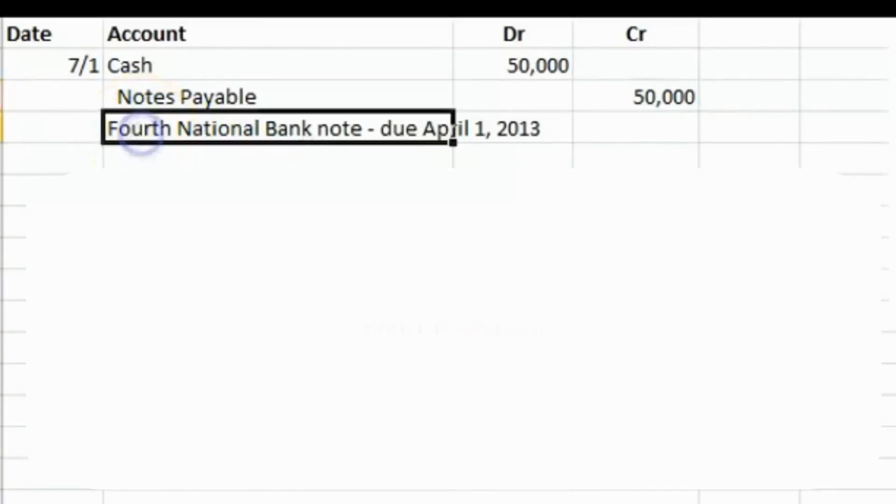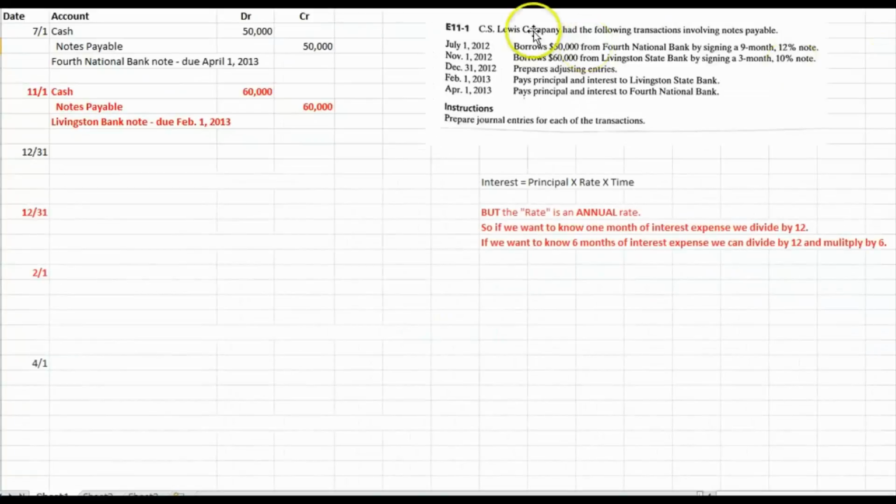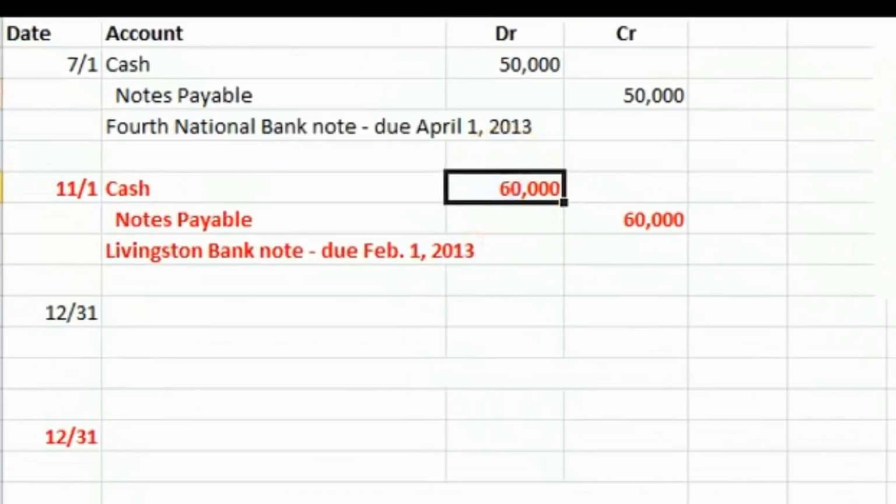Let's put a little memo in here this time, to make sure we remember which note we're dealing with. The Fourth National Bank is for $50,000. We don't owe any interest on the day that we borrow the money. Interest accrues over time. On November 1st, we borrow $60,000 from Livingston Bank. Same kind of entry: debit cash for $60,000 because our cash is going up, and credit our liability account, notes payable, for $60,000. Again, we don't owe any interest on the day that we borrow the money.